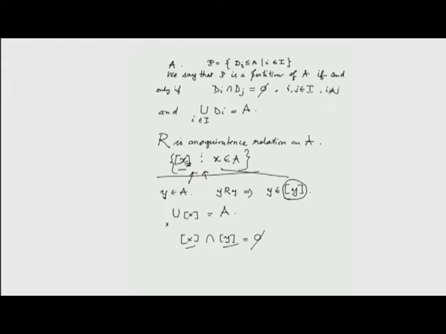On the other hand, if we are given a partition on a set A, then it naturally gives us an equivalence relation. Let us look at the partition that we have already discussed. We can define an equivalence relation in this way: suppose we consider x comma y belonging to A, we may say that x is related to y if and only if x comma y belongs to d I.